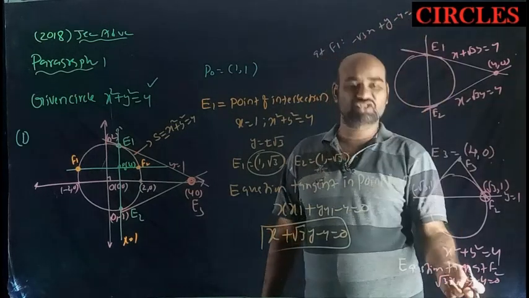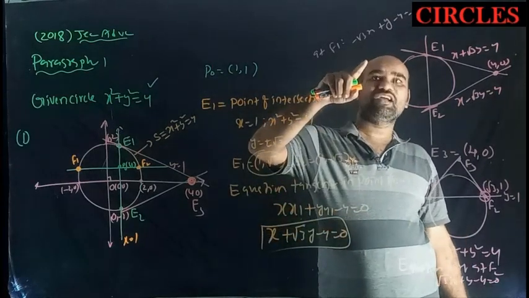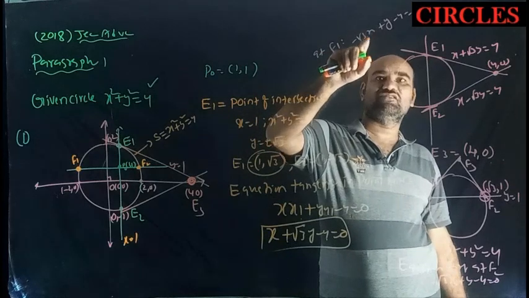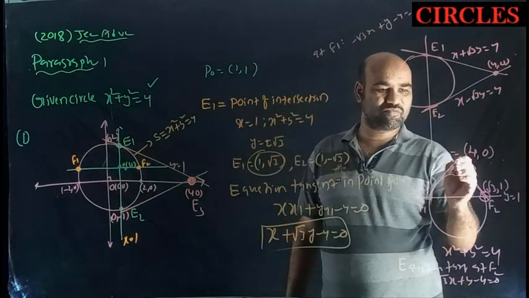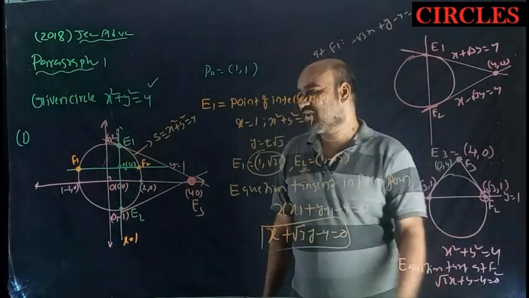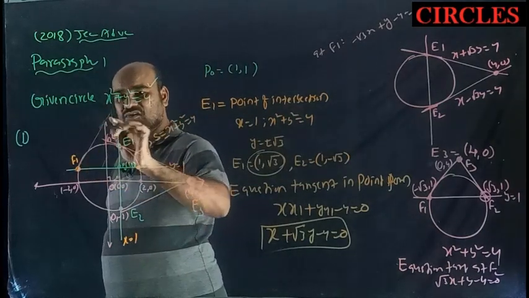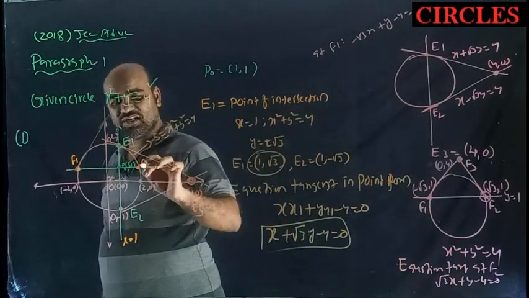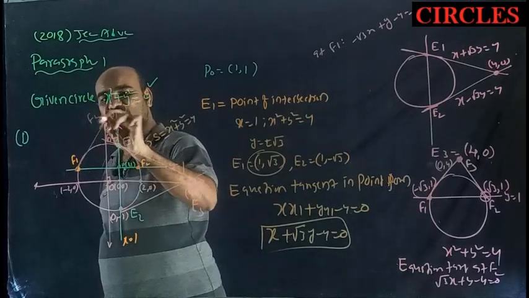Again we need to solve these two. Equating, the minus 4 gets cancelled, y gets cancelled, and you get x equal to 0. X equal to 0, y equal to 4. So the point is 0 comma 4. Understood? So what happened? Through this point a tangent is drawn, and through the other point another tangent is drawn. The meeting point is 0 comma 4, and that is nothing but F3.